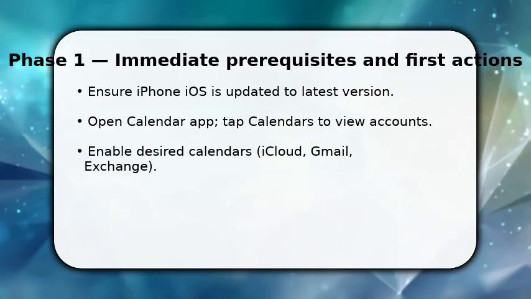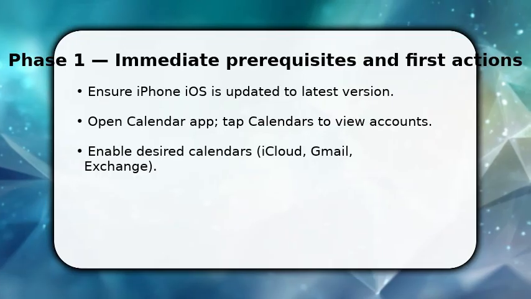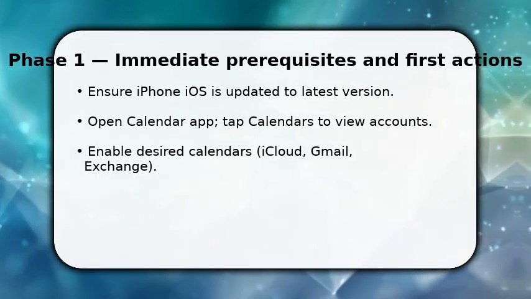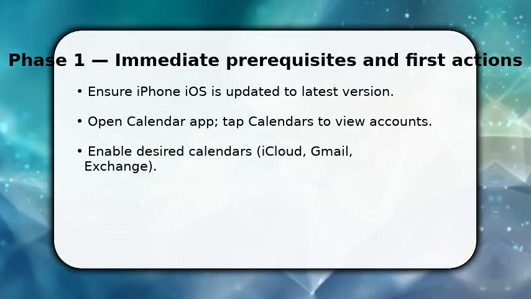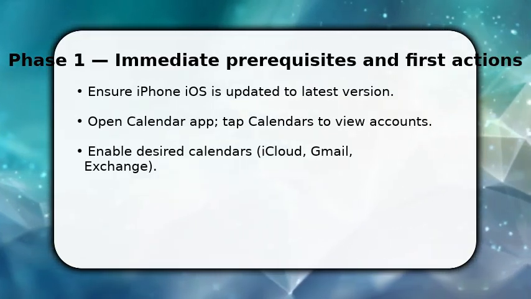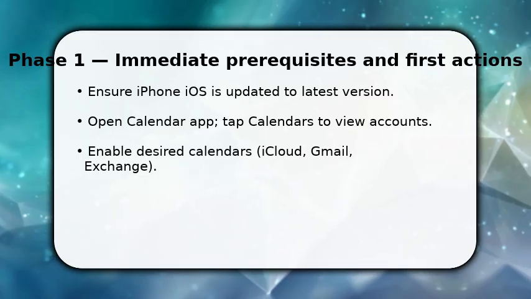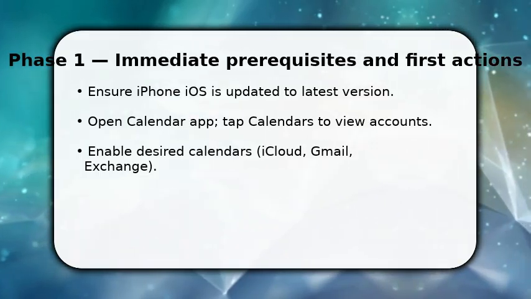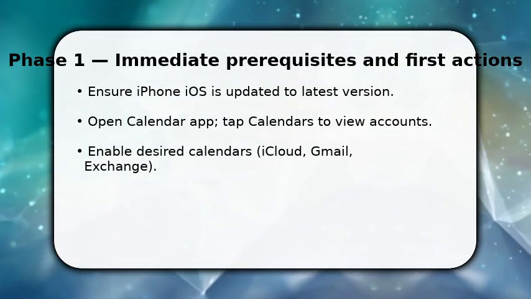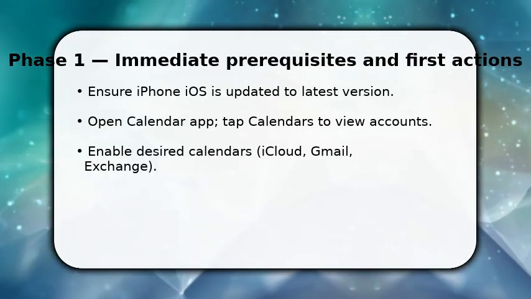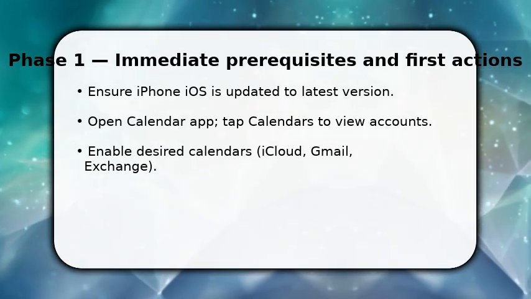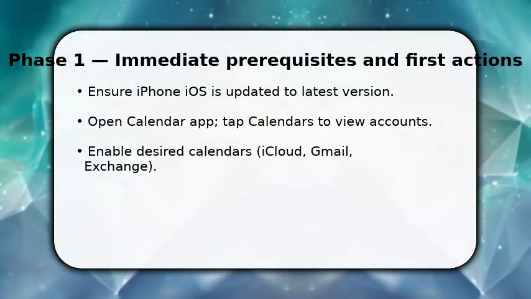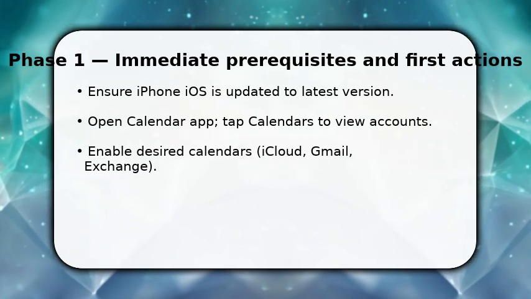You'll begin by confirming the basics quickly. Check iOS updates and internet connectivity so syncing works. Then open the Calendar app and tap Calendars at the bottom to reveal all accounts. You must enable the specific calendars you want visible. Toggling them on connects events from iCloud, Gmail, or Exchange. Once done, swipe or tap to refresh the view so events appear. This step prevents missing entries and ensures changes you make later propagate across devices.